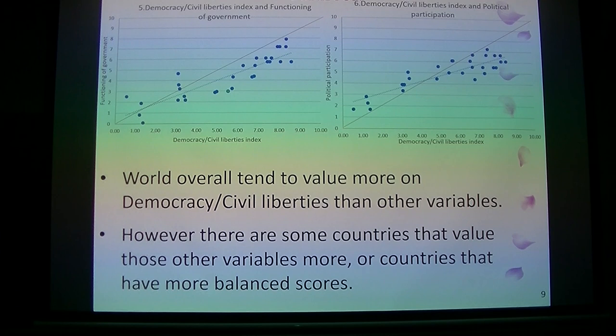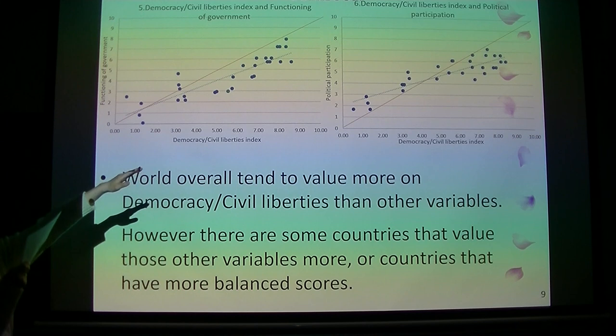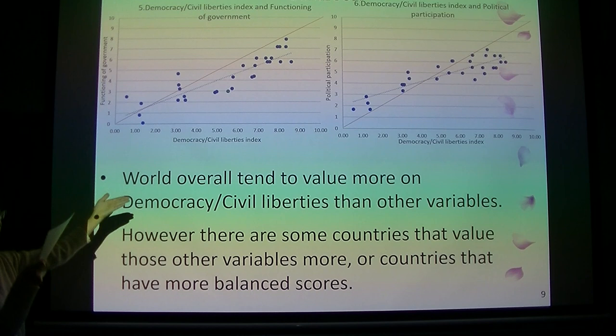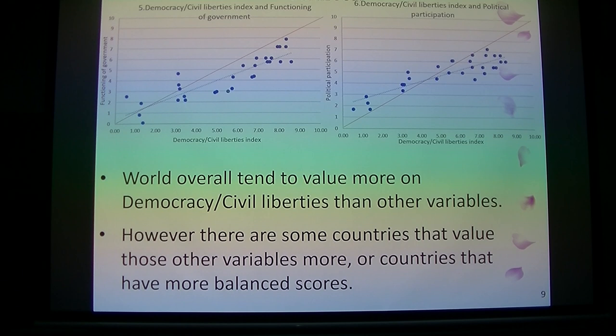And finally, for the COMECON countries, which are the former members of the Soviet Union, democracy civil liberties is more valued, but political participation tends to be valued as well because the blue line crosses the red line and there are some countries which are above the red line. So the world overall tends to value democracy and civil liberties more than any other variables. However, there are some countries that value other variables more, or countries that have balanced scores.